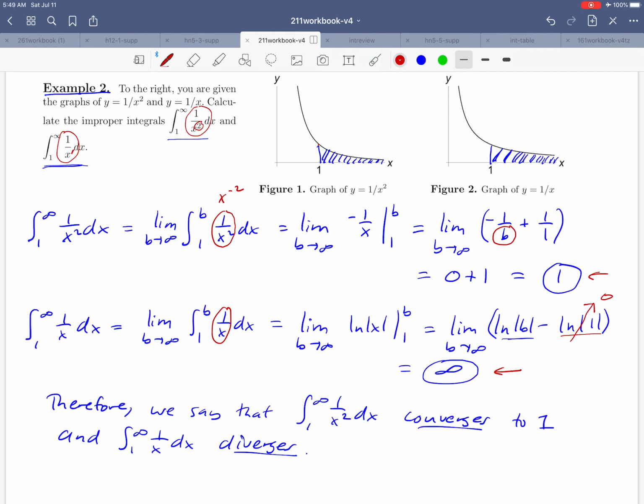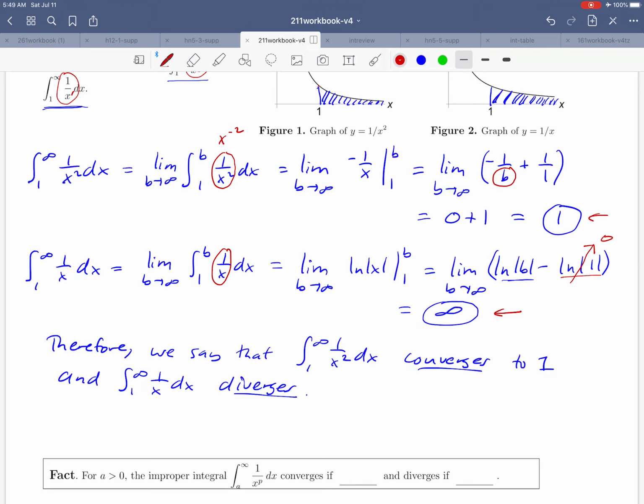Turns out we can, and so I'm going to close this discussion by filling in the little fact that we have down here. Anytime you have an improper integral of the function 1 over x to the p that goes from a to infinity, it will converge if the exponent p is greater than 1, and it will diverge if p is less than or equal to 1. We did an integral where p was 2, and we got convergence, and then an integral where p was 1, and we got divergence. That fits with what we have here. And this is a fact that we'll come back to a little bit later on in the course.